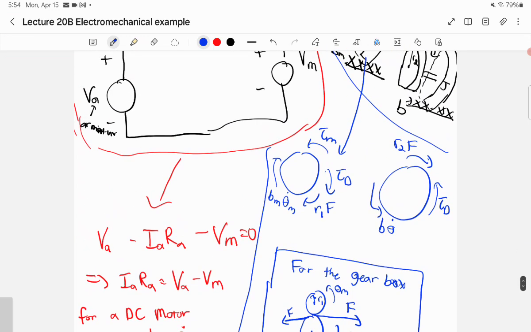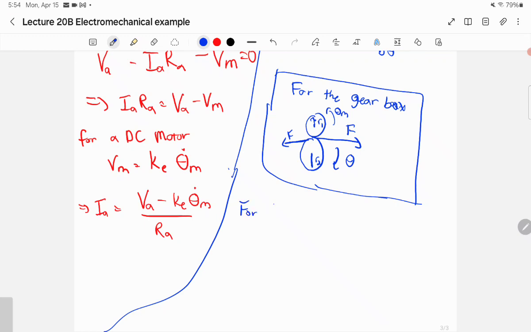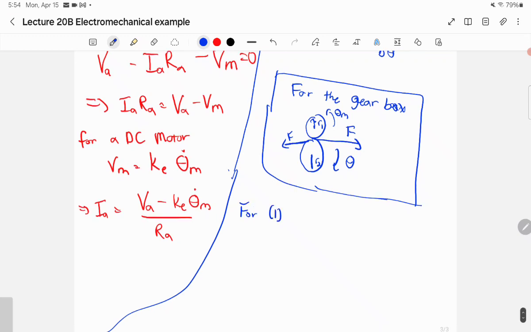So let's call this one number 1, this one number 2, so that we can see. For 1, we get the following equation. And this part is the D'Alembert torque, right? And for 2, we get the following equation.